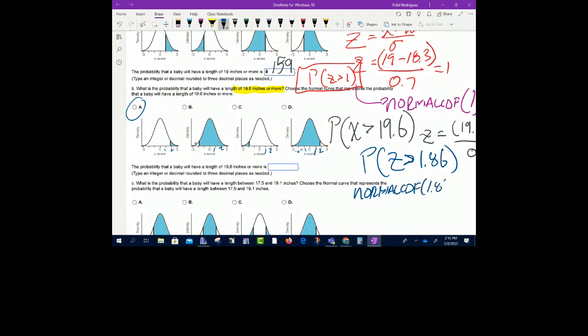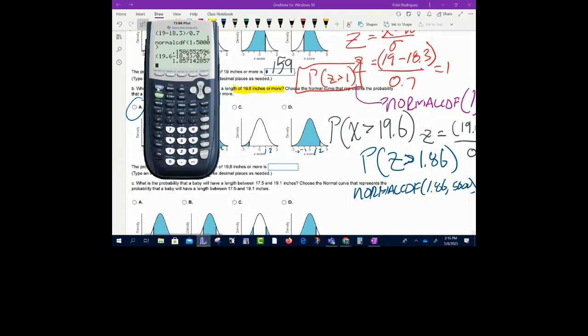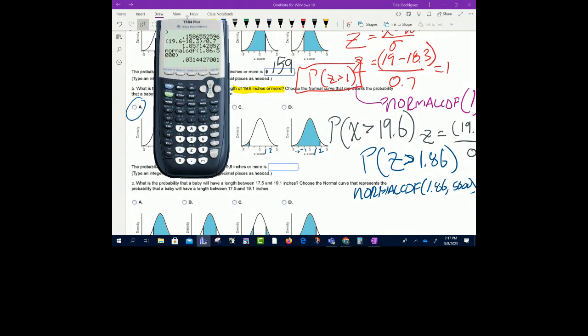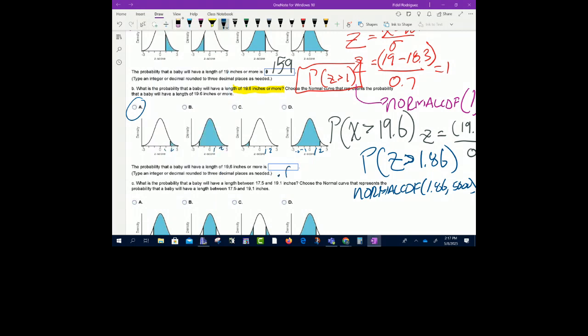We're going to start at 1.86 and we're going to end at 5,000. So let's go second VARS, number 2, 1.86, comma. And we said we were going all the way to 5,000. There we go. Let's hit enter. And again, y'all, we're going to 3 decimal places. So I guess here I would say 0.031? All right. Doing good so far, y'all.